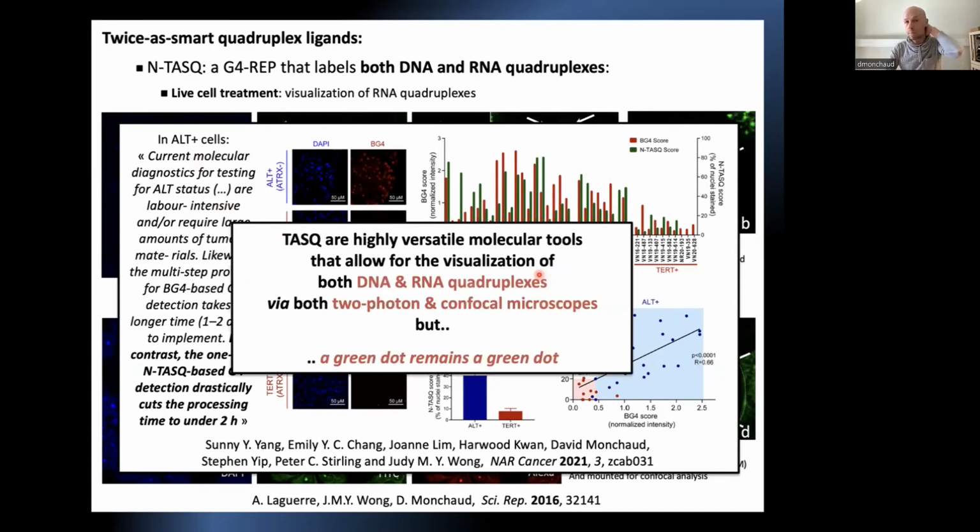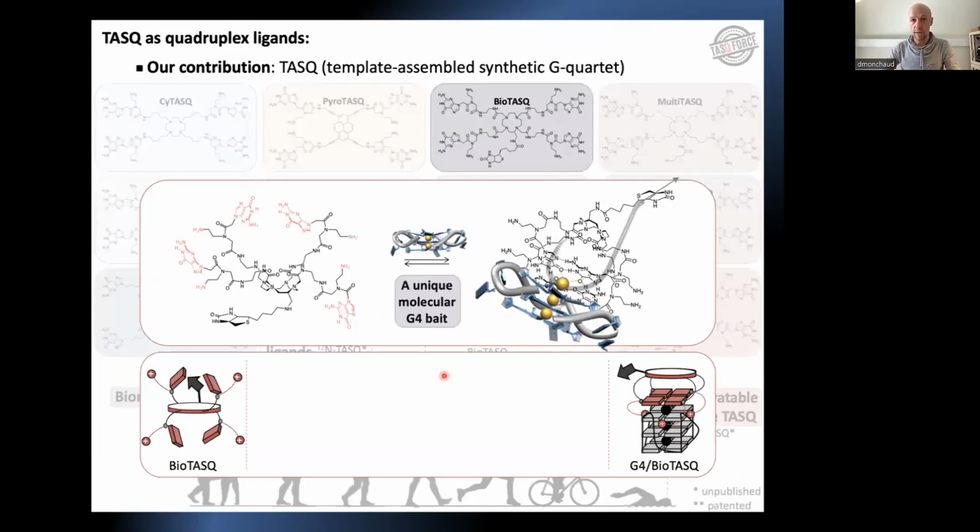But we were a bit frustrated by this result because, as indicated here, a green dot remains a green dot. I mean, we see something in the cells, in the cell imaging, so that's cool, but how could we be sure that these actually are G4? So to this end, we have to go back to the actual nature of the sequences that are involved.